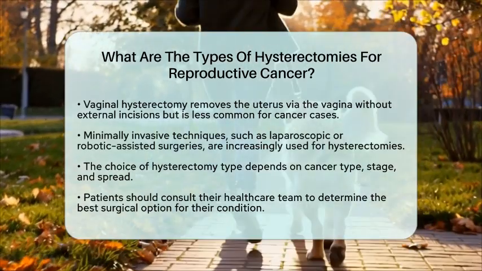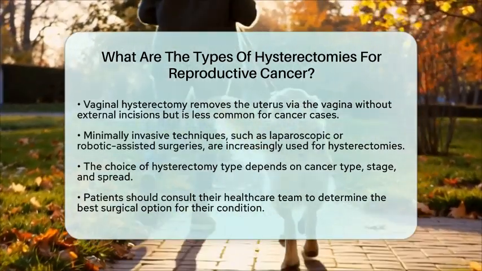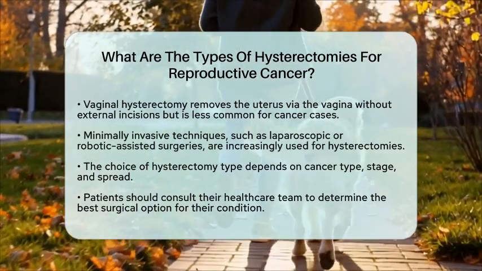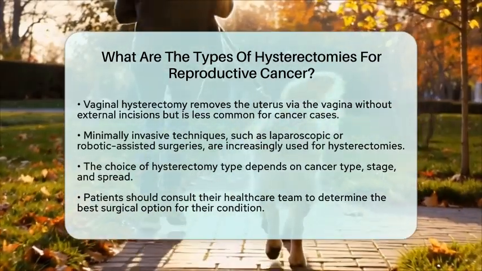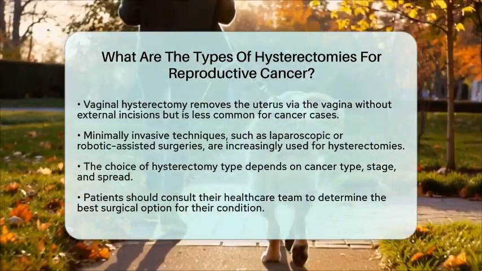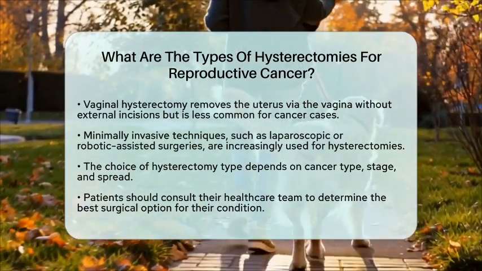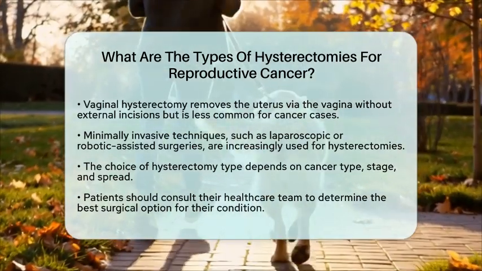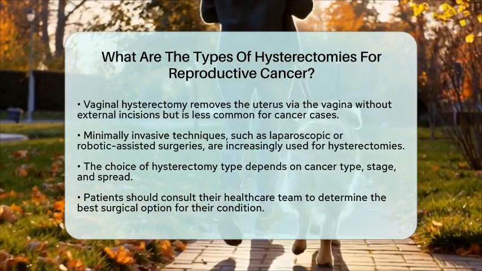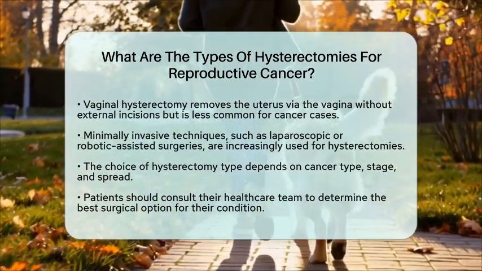In summary, the choice of hysterectomy type is influenced by the type of cancer, its stage, and how far it has spread. Radical hysterectomy is the most comprehensive option for cervical cancer, while total hysterectomy is common for endometrial and other reproductive cancers. It is essential for patients to discuss their specific situation with their healthcare team to determine the best surgical option for their diagnosis and overall health.